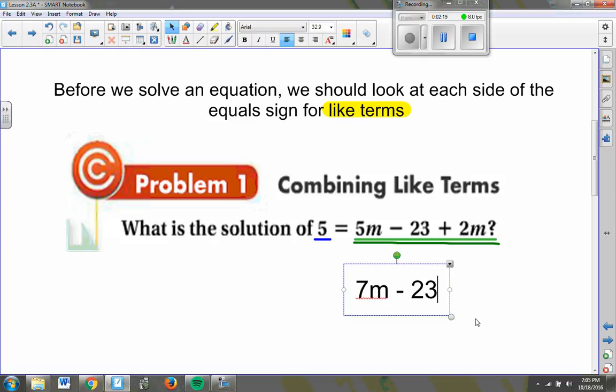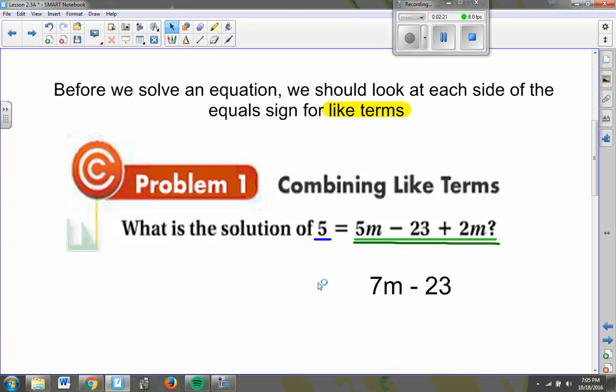7m minus 23. Now the other side of the equal sign is still a 5. That hasn't changed at all, and I still have an equal sign between. So now my equation says 5 equals 7m minus 23. I really haven't done anything, right? All I've done is combine the like terms that are on the right-hand side.